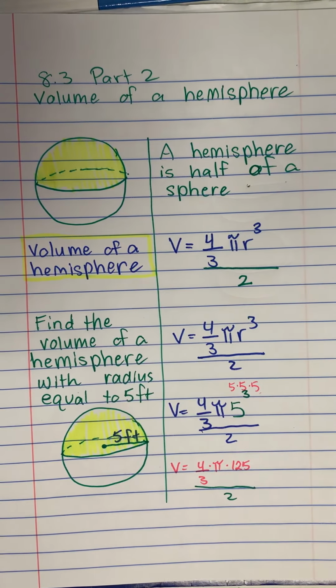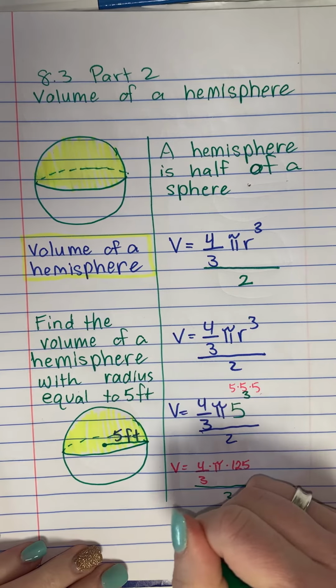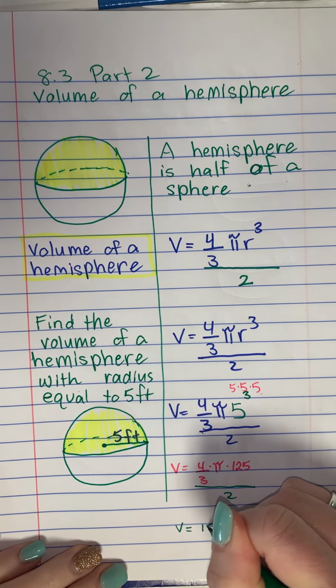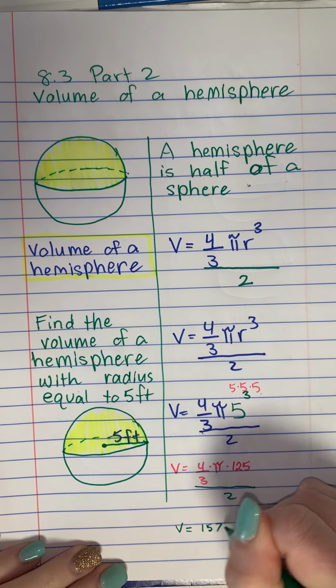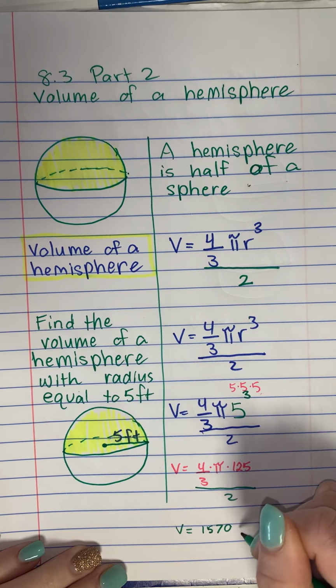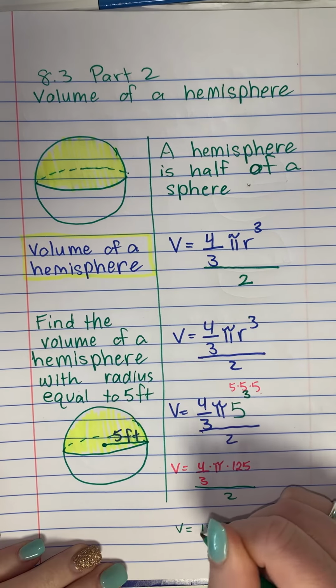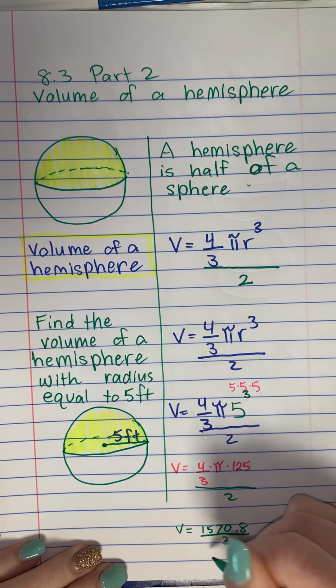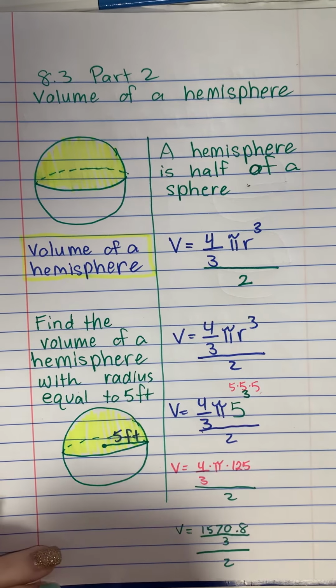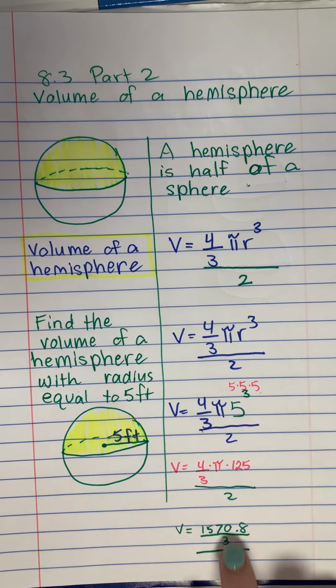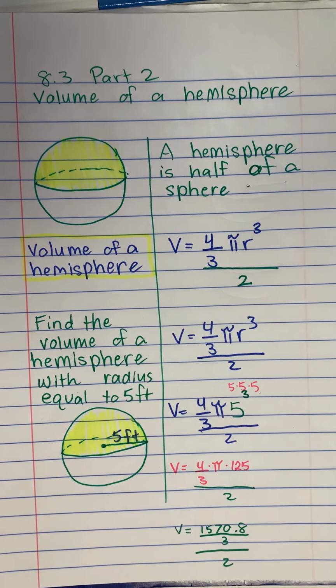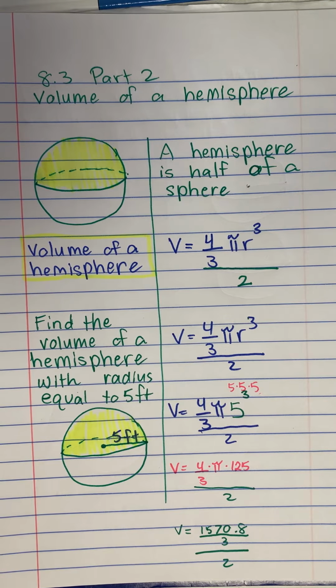So using your calculator, 125 times pi times 4 is 1,570.8, and that whole thing is divided by 3, and then that whole thing is going to be divided by 2. So let's start with this part. Divide that by 3.